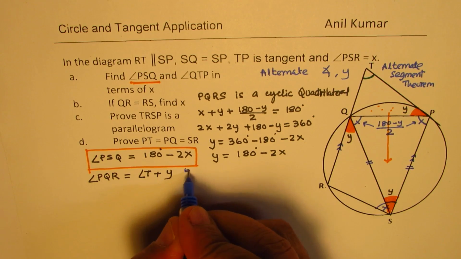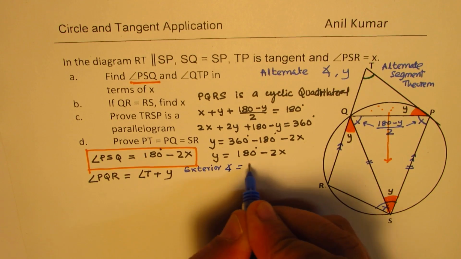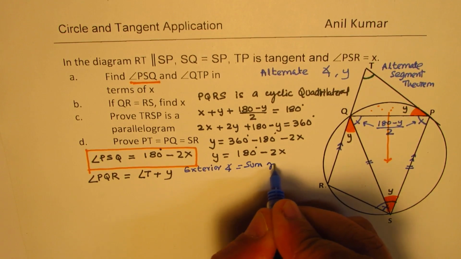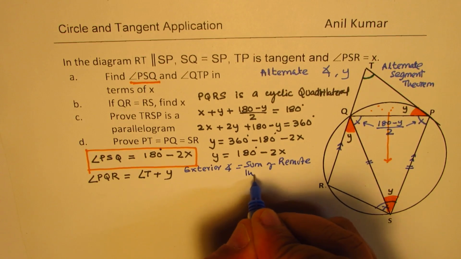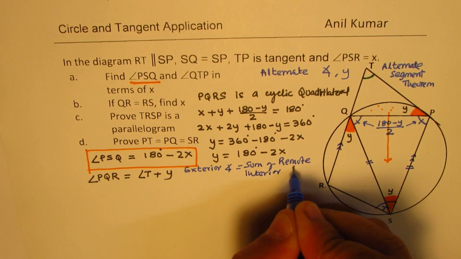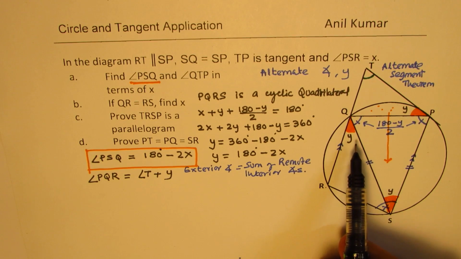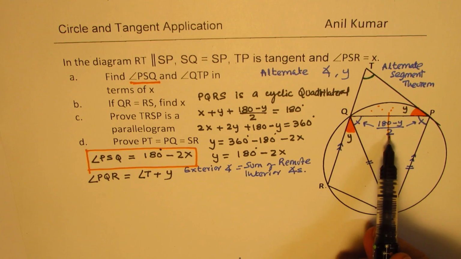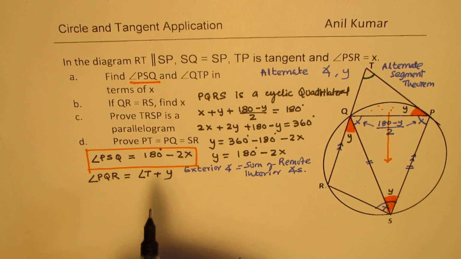So exterior angle equals the sum of remote interior angles. Clear? Correct. Now PQR is the sum of y and (180 minus y) by 2, right? So we can add this up and relate with T and y. We can use this formula, right?